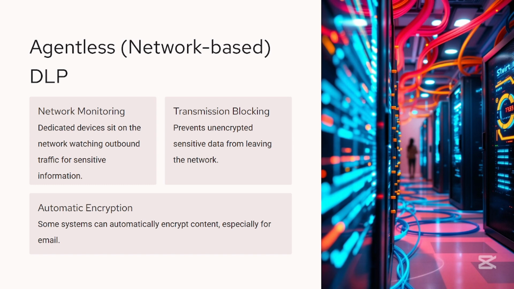And some systems can automatically encrypt the content, and this normally applies for email. Yes, so that's how agentless or network-based data loss prevention systems work. They are seated on the network and they monitor outbound traffic for the sensitive information. And when they detect any sensitive information trying to leave our network, they either encrypt it automatically or prevent the data from leaving the network.